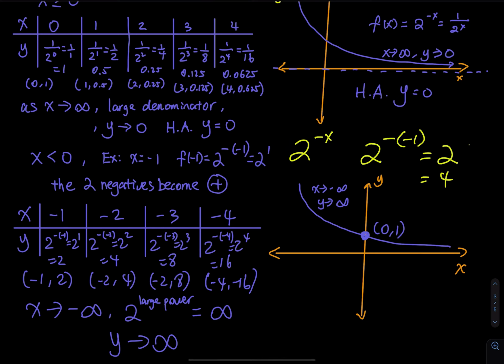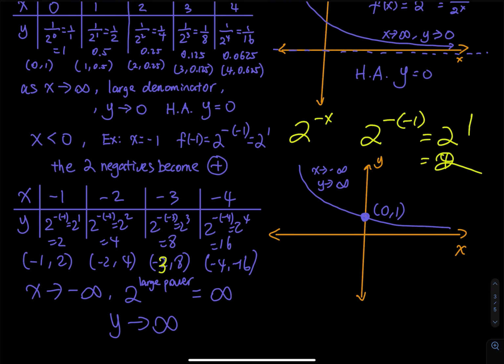I was writing too fast. So the two negatives get rid of each other. Therefore, you only have a base raised to a very large exponent, so y is getting bigger and bigger. So you have -1 gives 2, -2 gives 4, -3 gives 8, and -4 gives 16. As x approaches negative infinity, you have 2 raised to a large power, then you get infinity. That's why I have this piece.